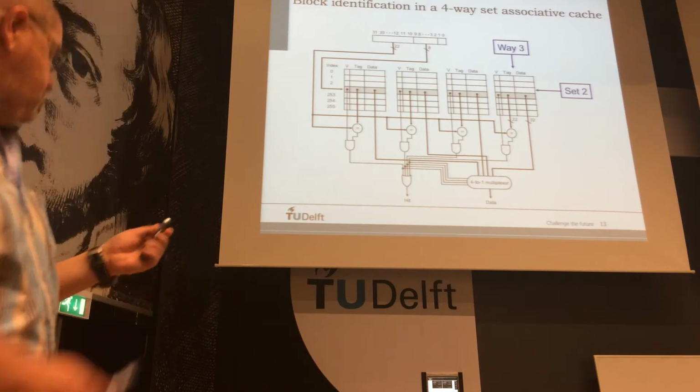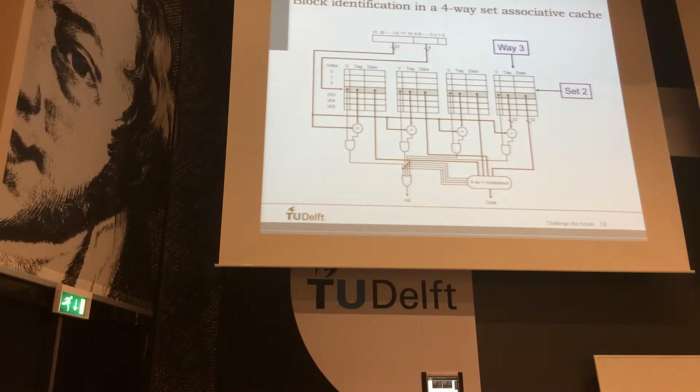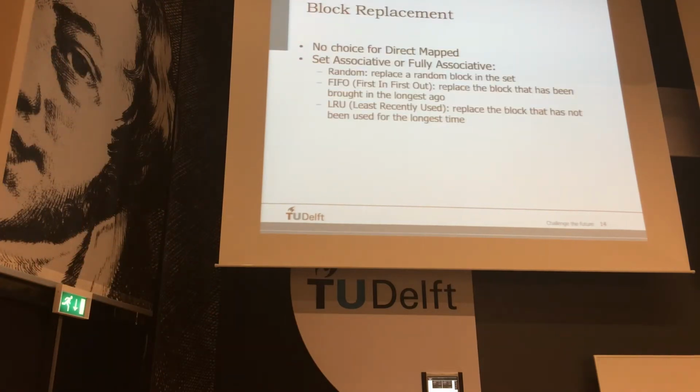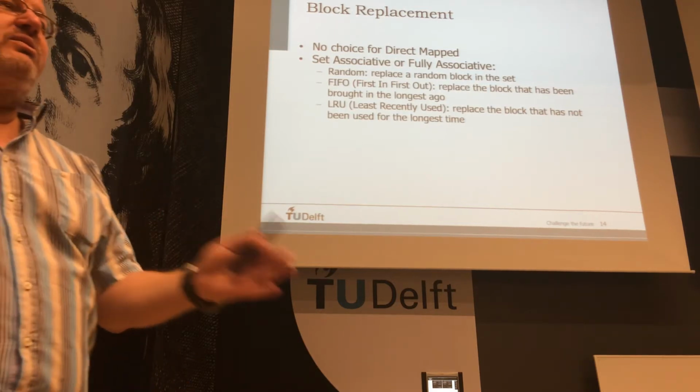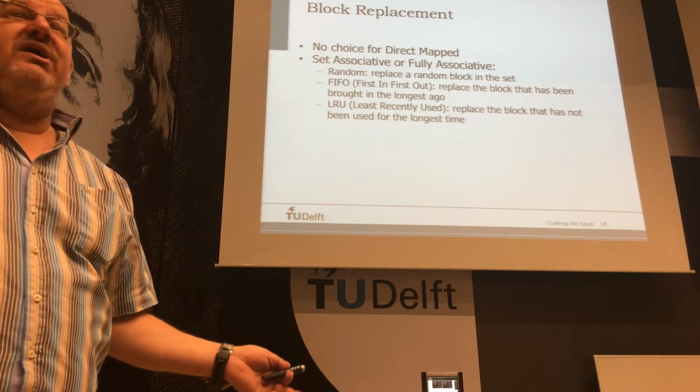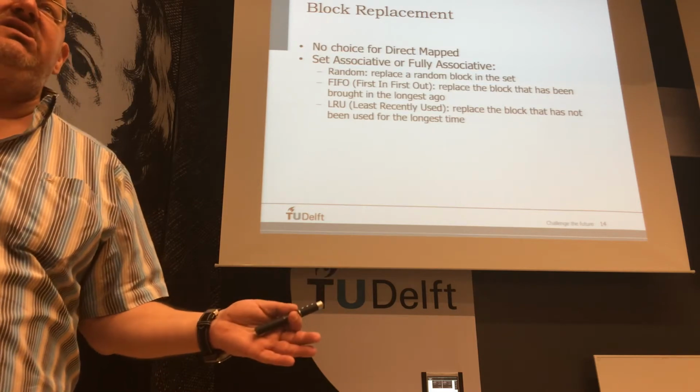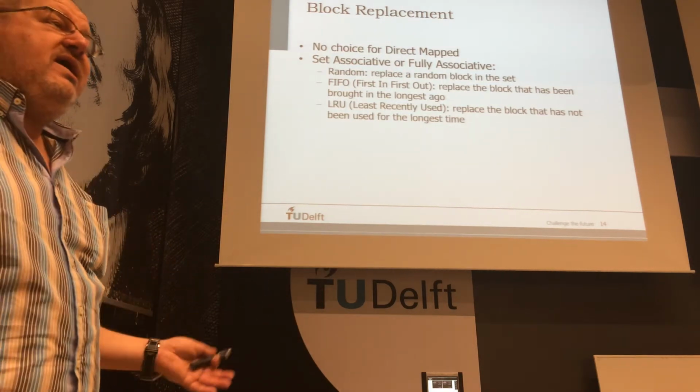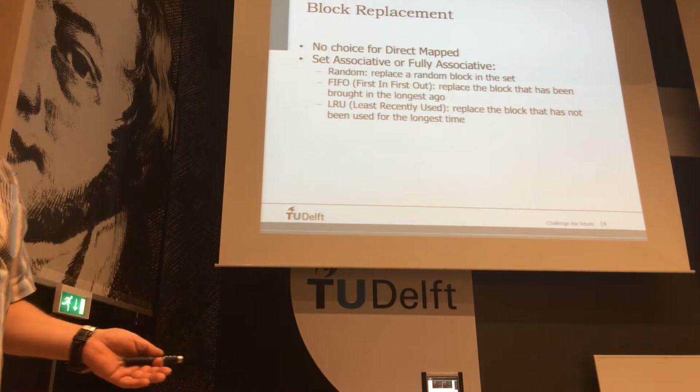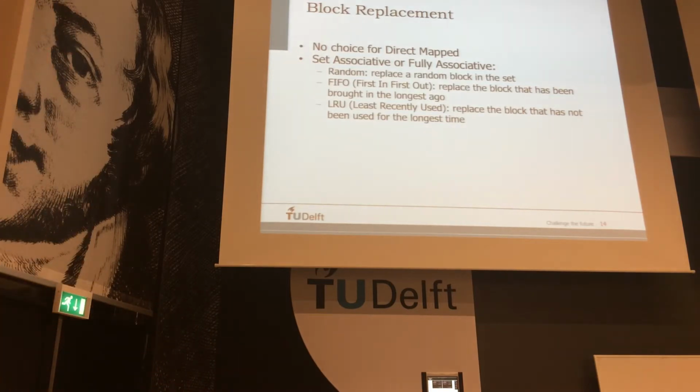Now, there are other issues which are important, and this is block replacement. Whenever I have a direct cache, there is no block replacement. Whenever I have associativity, starting with two-way going to full associativity, I have to find a way to select the victim. Which of the sets I should kick out in order to bring a new cache line. And I have those policies.